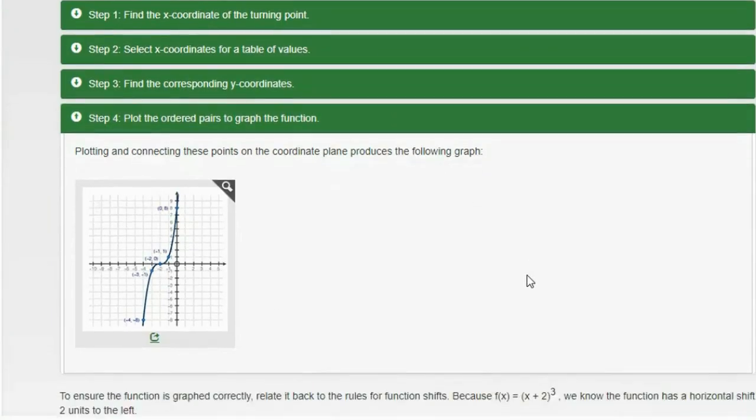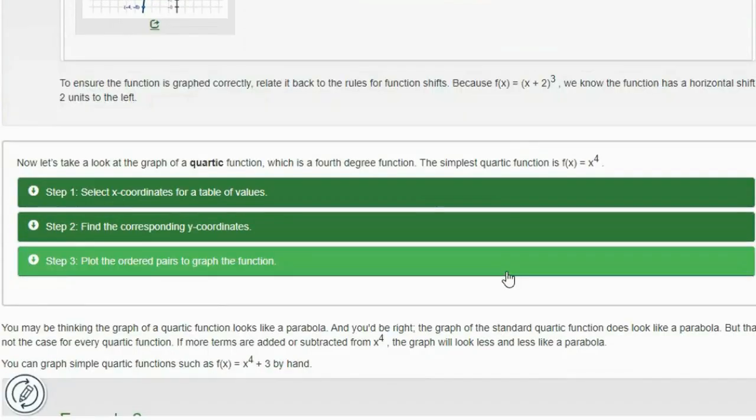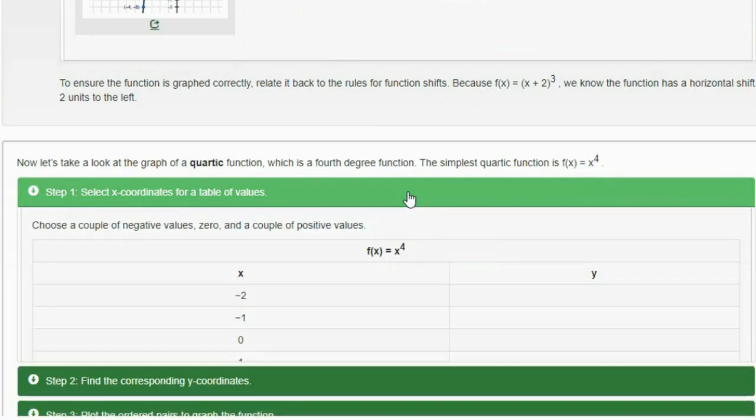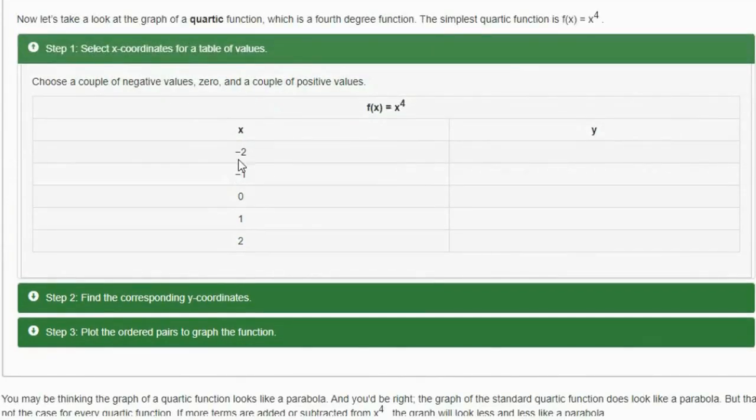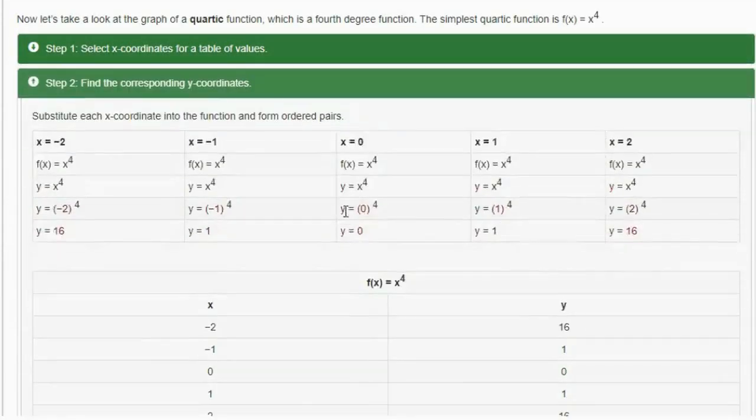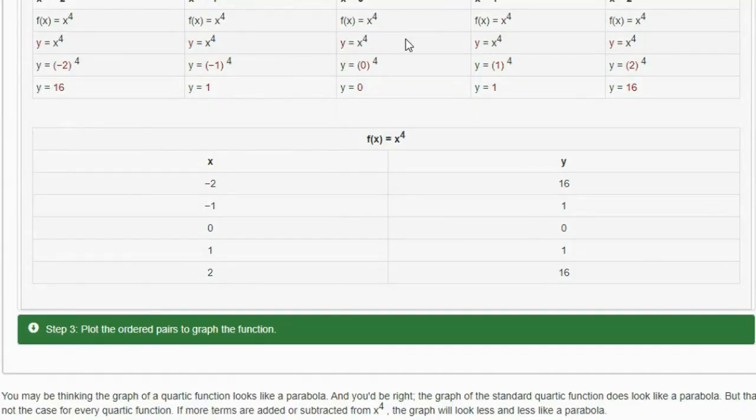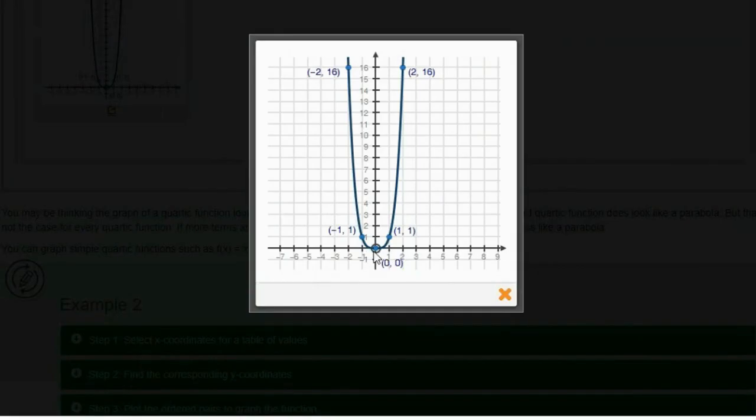So translations work exactly the same, even if it's a cubic function or a quartic function. Quartic means to the fourth degree. For x to the fourth, again make a table: -2, -1, 0, 1, 2. Substitute the x values into the equation. Take them to the fourth power to get 16, 1, 0, 1, and 16. Plot those and connect them, a little bit flatter at the end. It's not quite as curved as the x squared. It gets flatter and flatter the bigger the exponent gets.